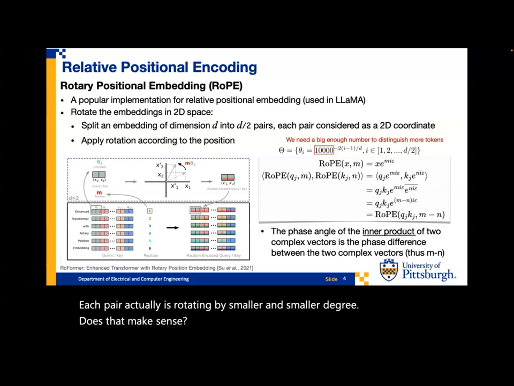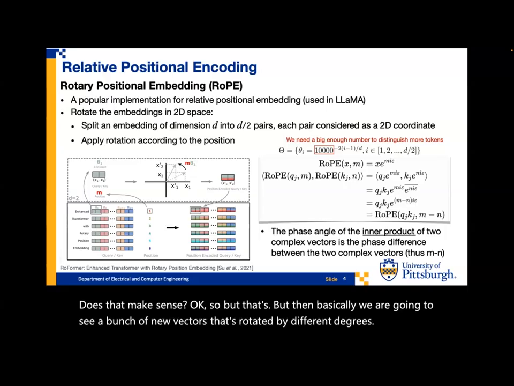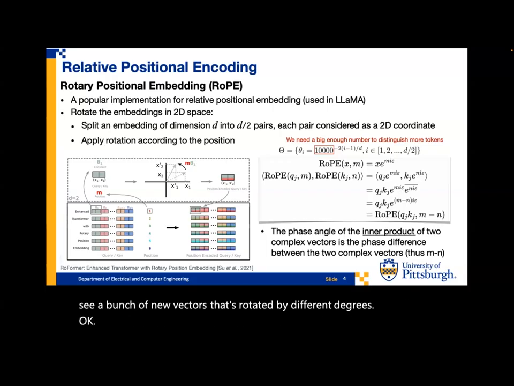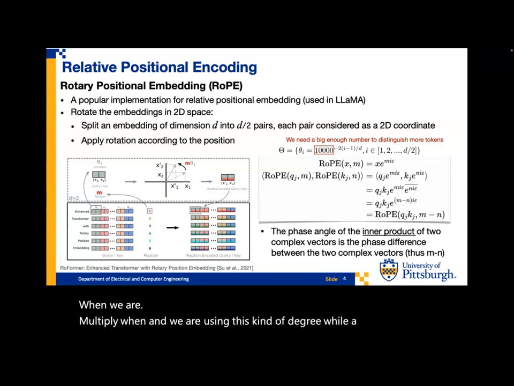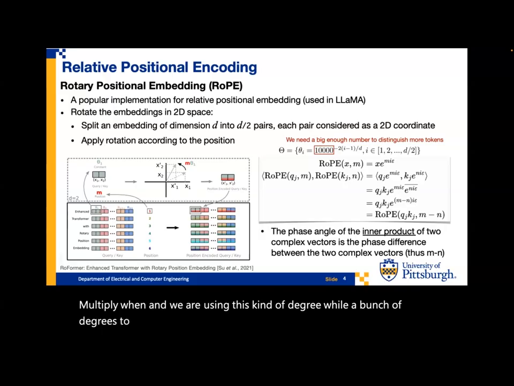So then we are going to see a bunch of new vectors that are rotated by different degrees. All good so far? And then we are using this bunch of degrees to encode the position of this token inside this sequence. Okay, that's how we do this.